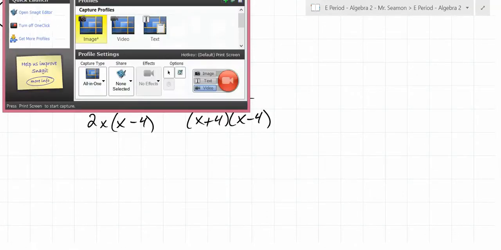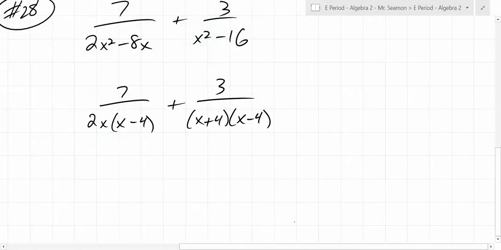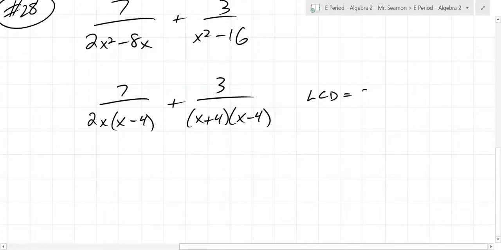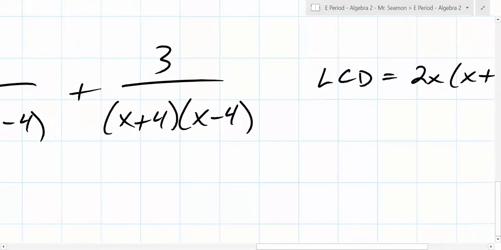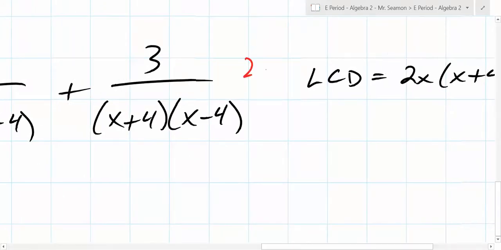So now we need to add fractions. So what do we need? We need a common denominator. We need a common denominator to add fractions. What is our LCD going to be? 2x times x plus 4 times x minus 4. Exactly. So you need to glue on what's missing. So what's missing on this one right here? So you do 2x over 2x.